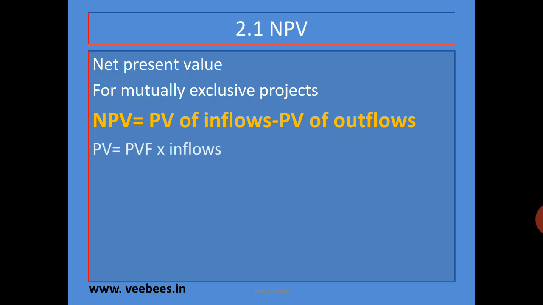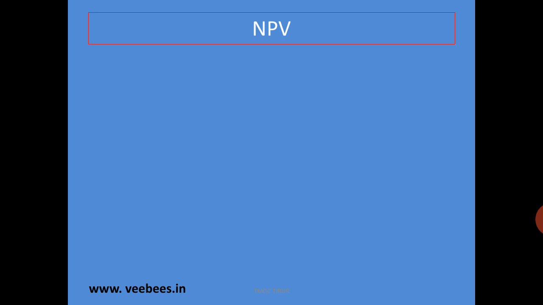Then PV, present value, is equal to PVF into inflows. All the inflows are multiplied with the present value factors, then we will get the present value. If NPV is positive, we accept the project. If the NPV value is negative, we reject the project.